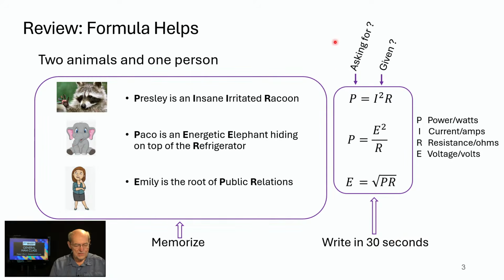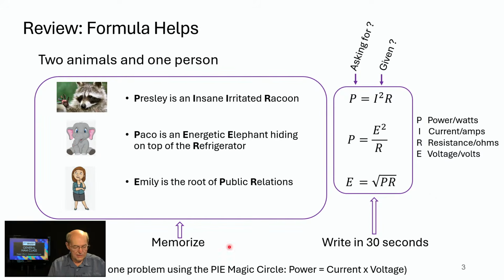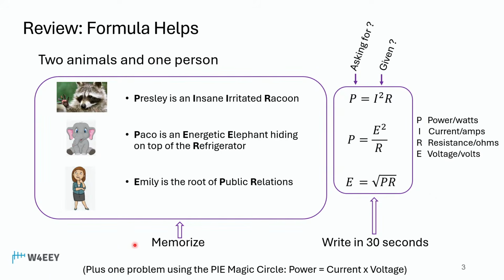And so the sequence is, what are we asking for? Power, voltage in the question. What's given? If we're given current and resistance, we know this is the formula you have to use. If we're given voltage and resistance, notice every one of these is unique, and then we have to use this formula. So you have to match up these formulas with what we're given to decide which one is the correct formula to use. And then of course there's one problem that just uses the PIE magic circle. If you remember PIE, power equals current times voltage.